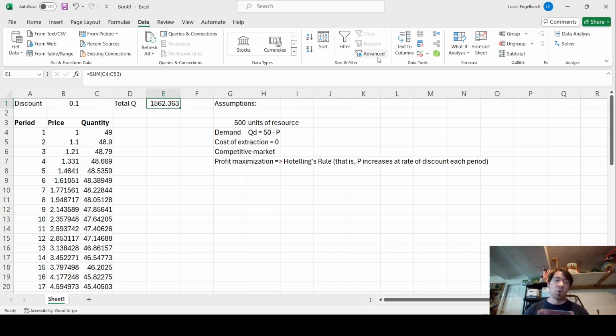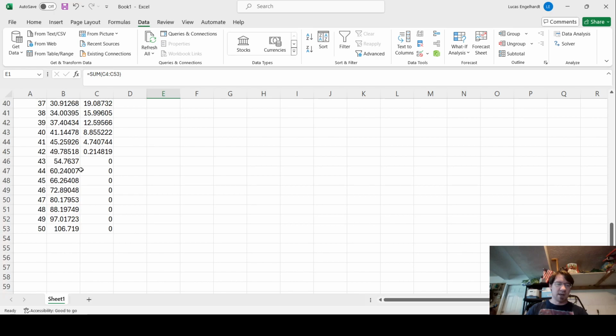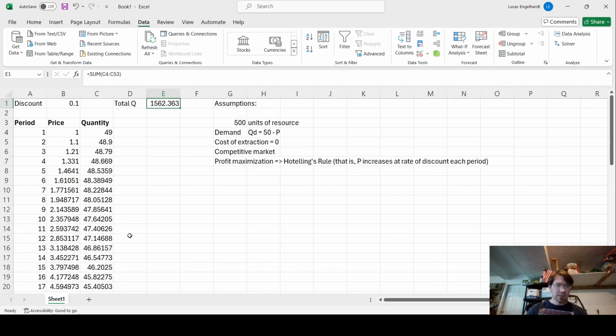Then this total quantity: I set it up so we can handle up to 50 periods. You can see scrolling down, 50 periods is the most that we can handle. This is taking the total quantity from period 1 all the way through period 50. Everything else here, these periods are just the numbers 1 through 50. Price: the first one is what we have to initialize. That's the thing we're trying to figure out, so I just have 1 in here as an initialization. I could put any number in here. It's going to be changed by Excel itself.